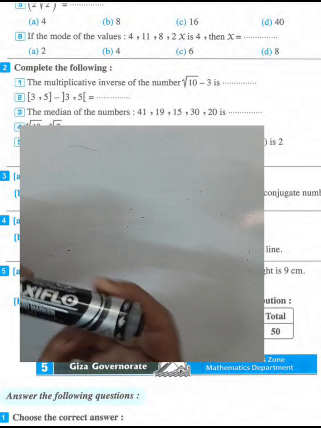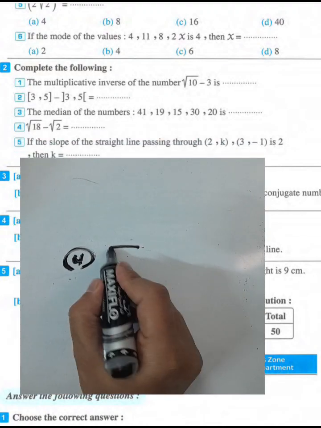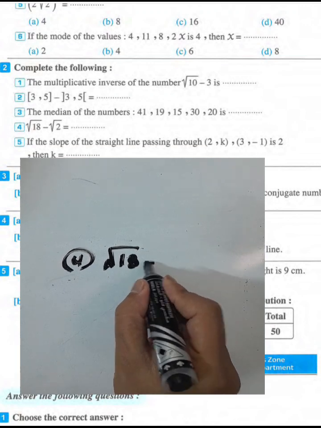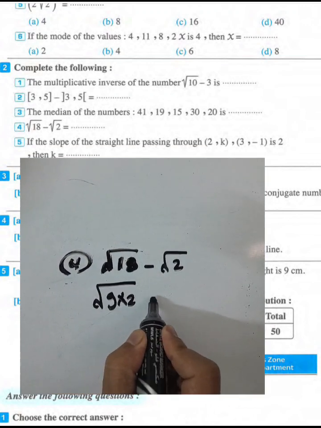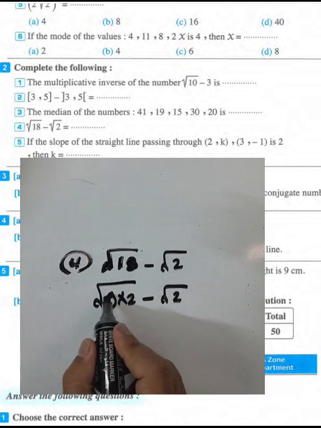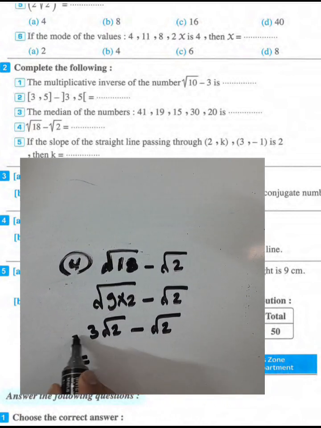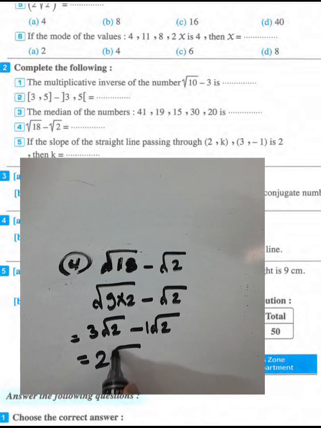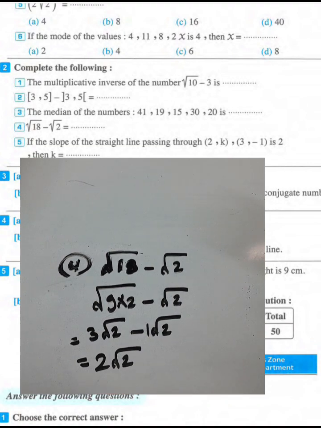Question number 4. Square root of 18 subtracted by square root of 2. We know 18 equals 9 times 2, subtracted by root 2. Square root of 9 will be 3, and write 2 subtracted by root 2, and 3 minus 1 will be 2, and write 2 again here. Okay, 3 root 2 subtract root 2 will be 2 root 2.